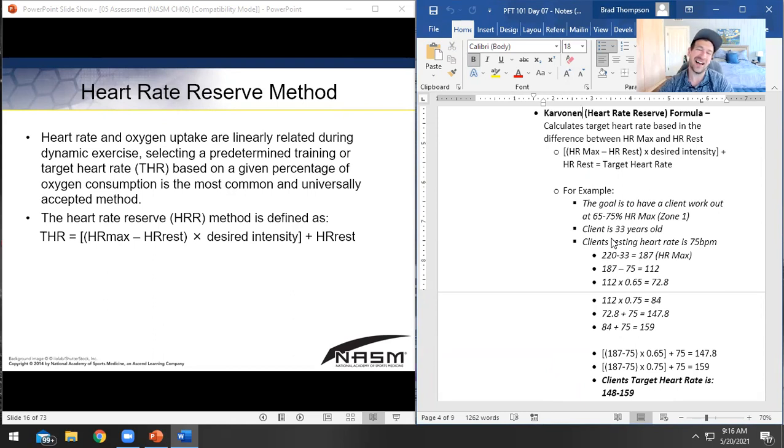So now it's a little bit different. They say it's the Karvonen Formula or the heart rate reserve formula. I don't know which version they're going to call it in your test. They kind of use them interchangeably. It's kind of all over the place. So just remember that it means both.